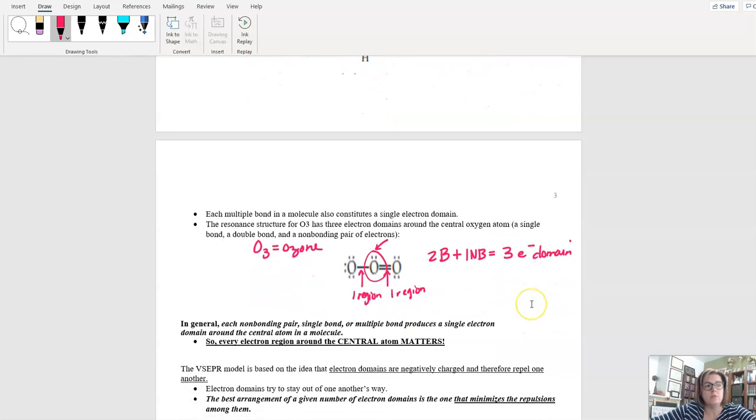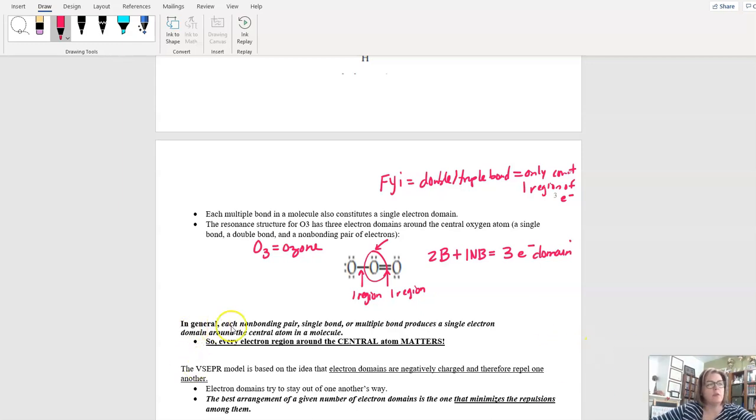So please do not think, okay, FYI, double or triple bonds only count for one region of electrons. Okay, so just because there's 4 or 6 electrons being shared, it still counts as an electron region.